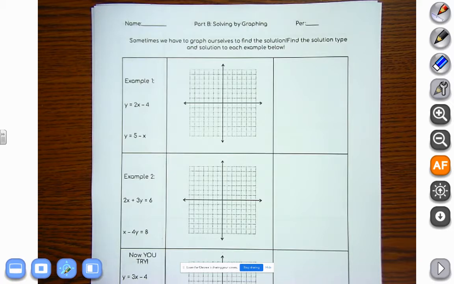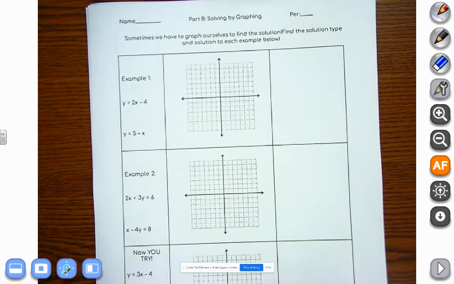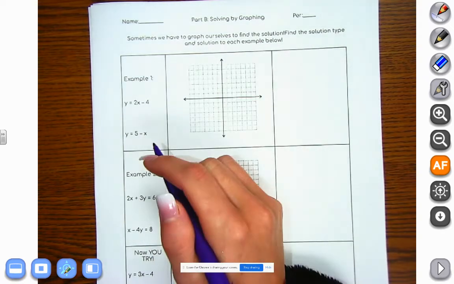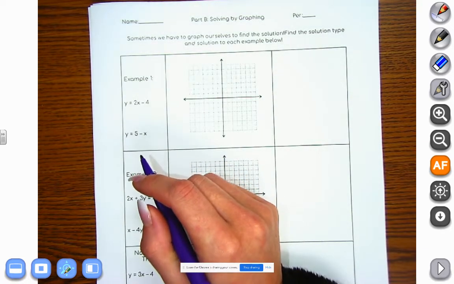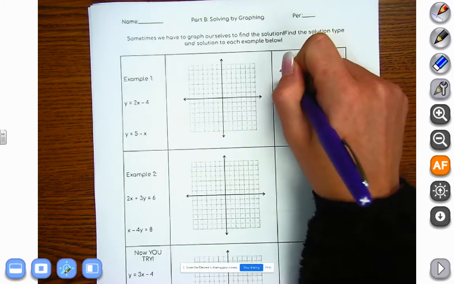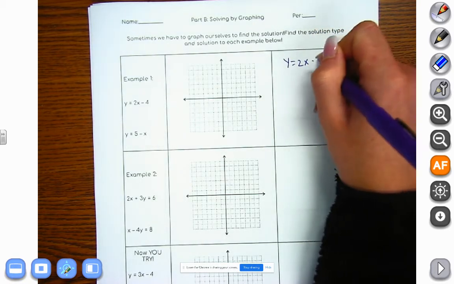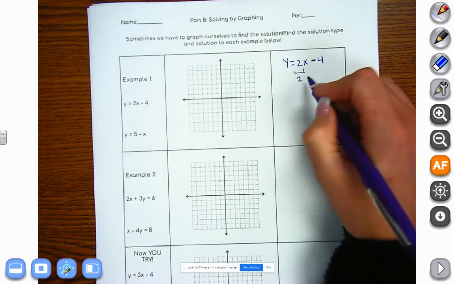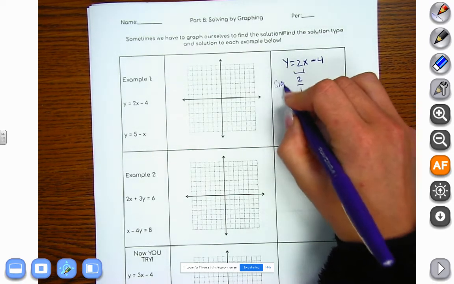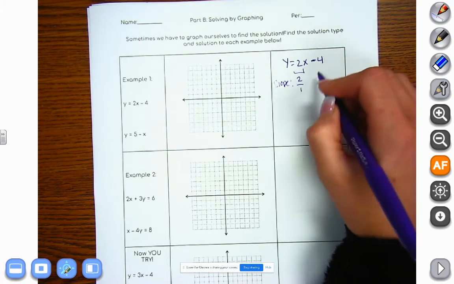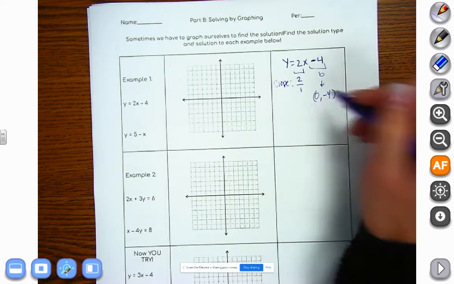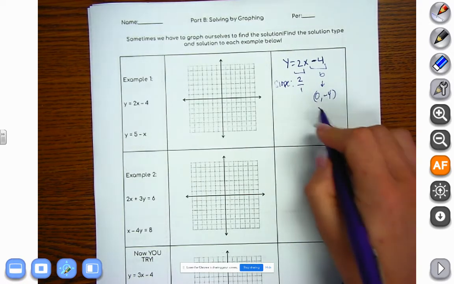Okay? So in one color, I'm going to do the first equation, and then we'll do the second in a different color so that you can tell the difference. This first equation, y equals 2x minus 4, is in y equals mx plus b form. So this is slope-intercept, and we were able to pull out our slope and our y-intercept. Our slope is 2, which we would write as 2 over 1, rise over run, and our b is negative 4, which gives us 0, negative 4 for our y-intercept.